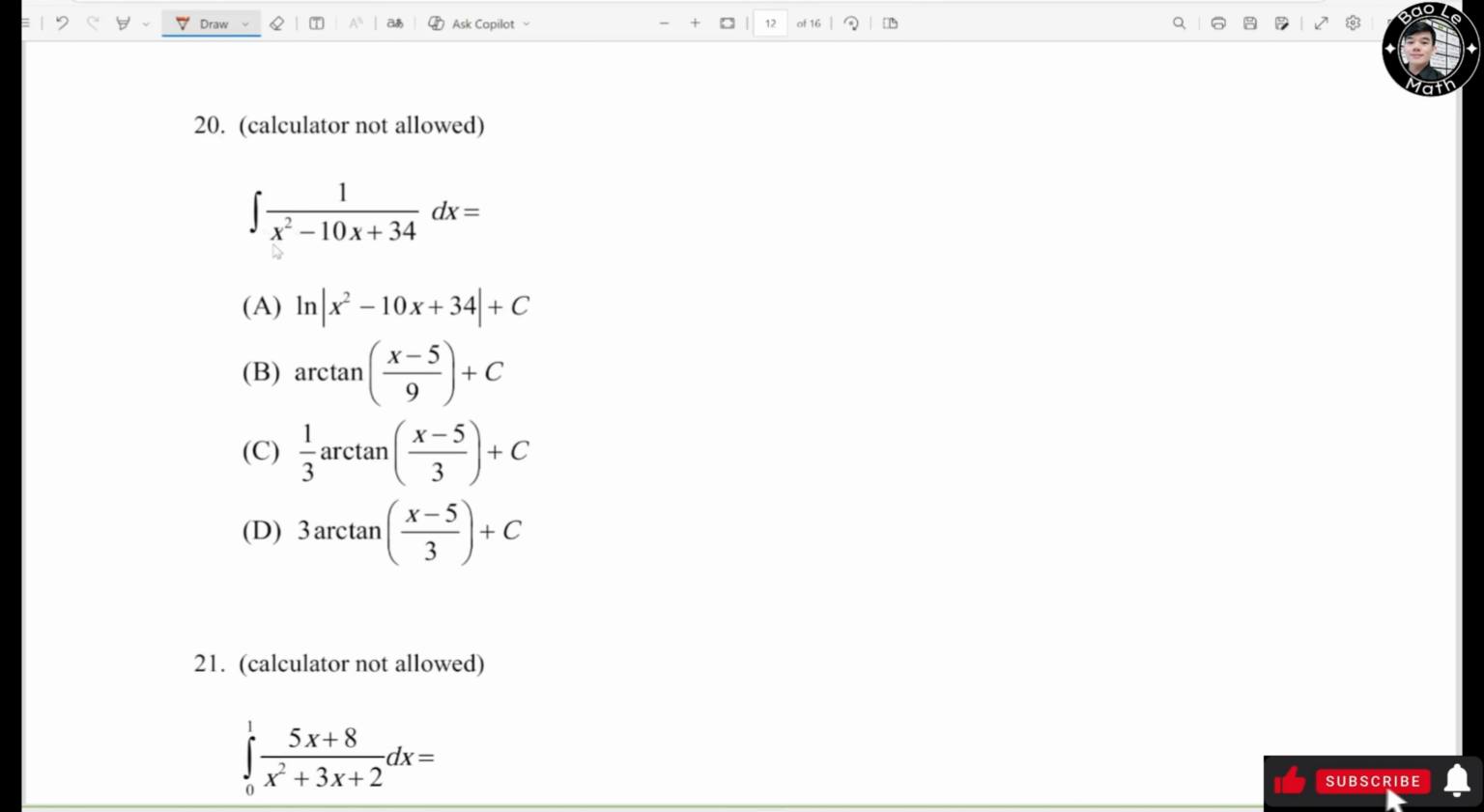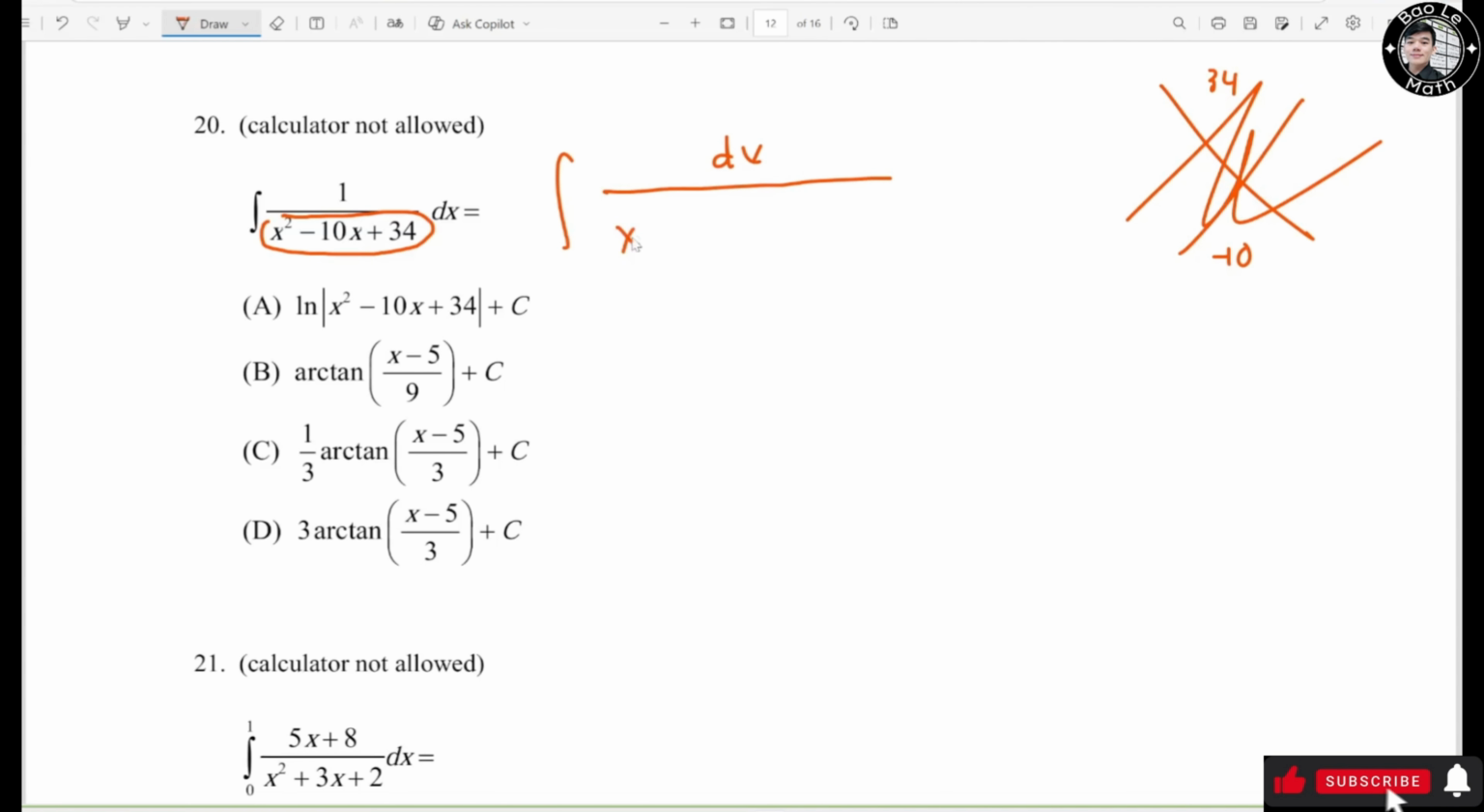Question 20. The antiderivative of 1 over s squared minus 10s plus 34. If you see a quadratic on the bottom, the first thing you need to do is factor it. We need to find two numbers that multiply to 34 and add up to negative 10. It is impossible. The second thing to think about is completing the square. So this can be written as the antiderivative of ds over s squared minus 10s, plus, put a blank right here, plus 34.